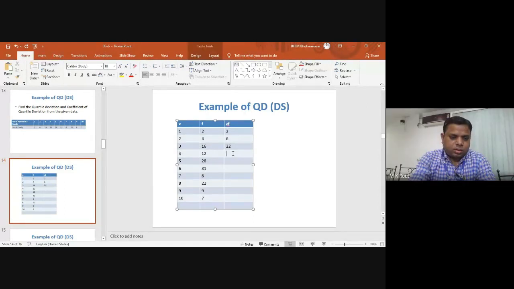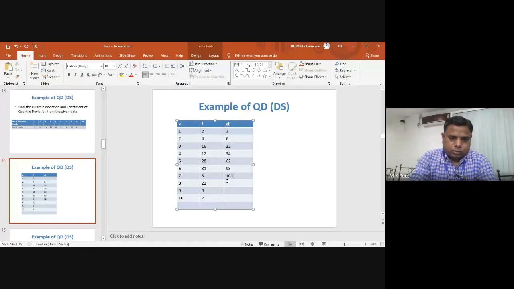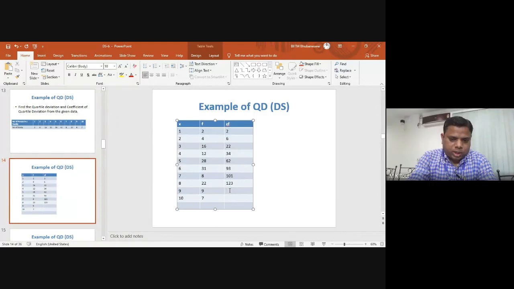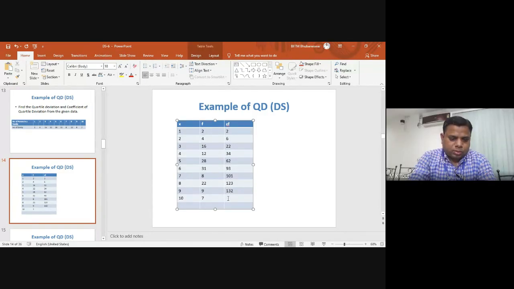Then the next one is 22. 22 plus 12, how much? 34. Then 34 plus 28, how much? 62. Then 62 plus 31, 93. 93 plus 8, 101. The next one is 123. 123 plus 9, 132. Then 139. The last one is 139.